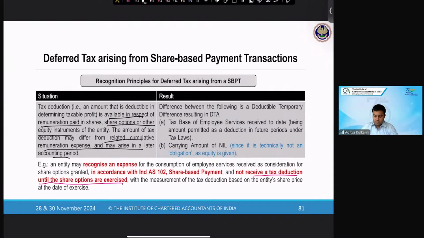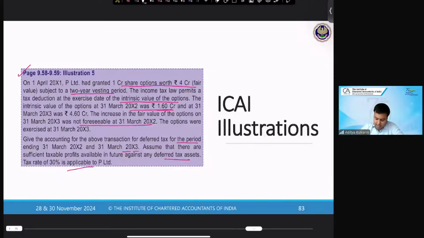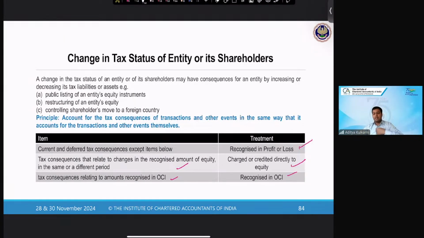If the amount permitted as a deduction in future periods is not known at the reporting date, we shall estimate it based on available information. Then the measurement of deductible differences would be based on the entity's share price at the balance sheet date. So this is your share-based payment transaction. You can go through this for homework to understand how it is done. Change in tax status of an entity or shareholders, consider going through it just for your academic interest.